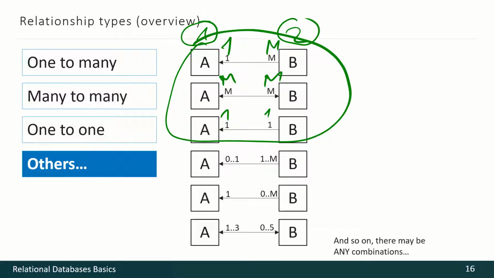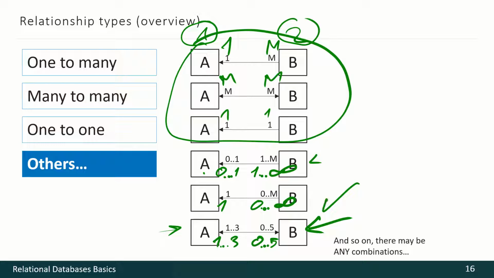And there may be special cases. For instance, here we see that on this side we have from 0 to 1 elements. Here on this side we have from 1 to infinity of elements. Here we have exactly one element. Here from 0 to infinity. And the rarest case ever, here we have from 1 to 3 elements. Here from 0 to 5 elements. Such cases are really rare cases. But as you can see, there may be any combination.